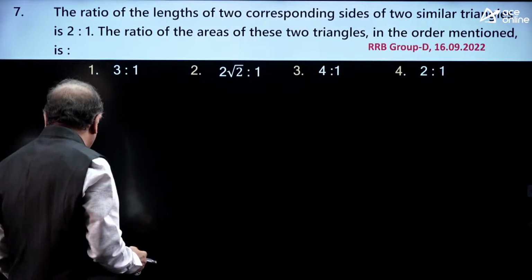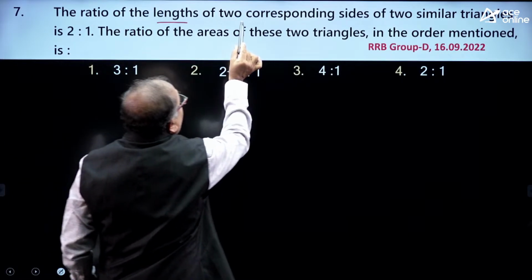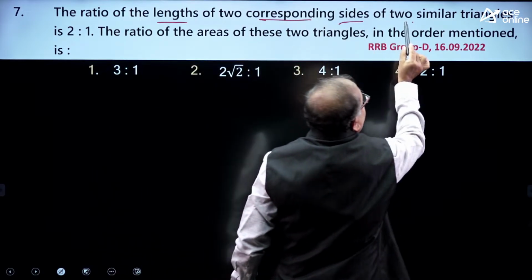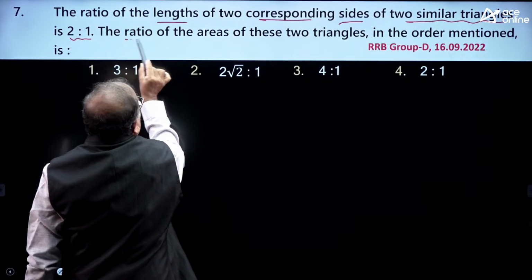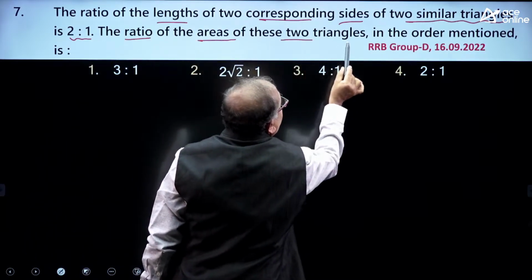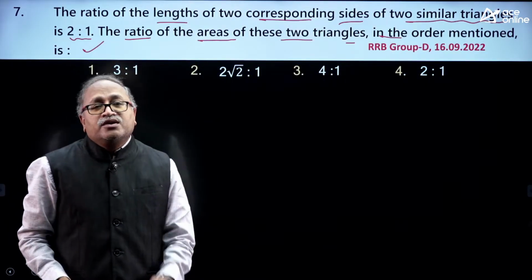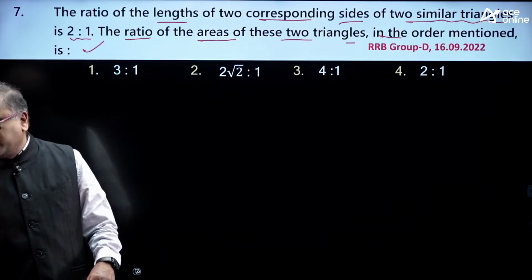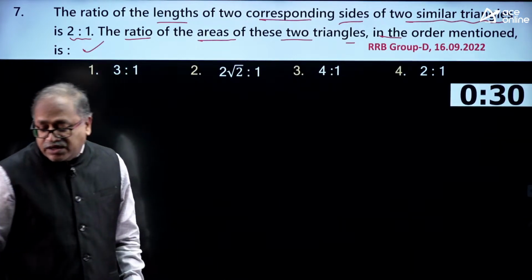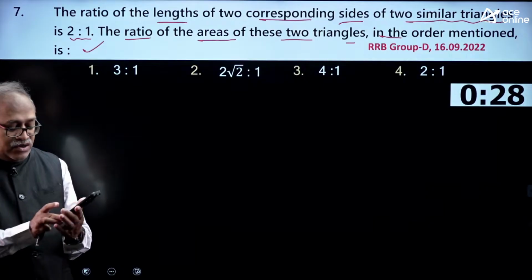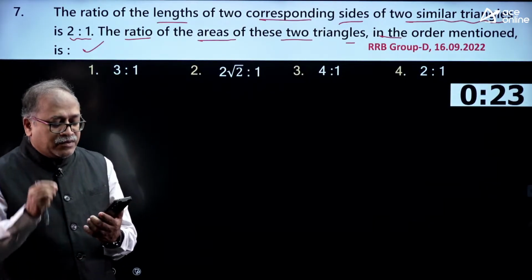What is this question? So here the ratio of the length of two corresponding sides of the similar triangles is in the ratio of 2:1. The ratio of their areas of these two triangles in order mentioned is... If you know the property, you will answer the question just by reading it. I am giving 30 seconds, hardly you need 3 to 4 seconds to answer the question. If you know the property, come on, answer the question.